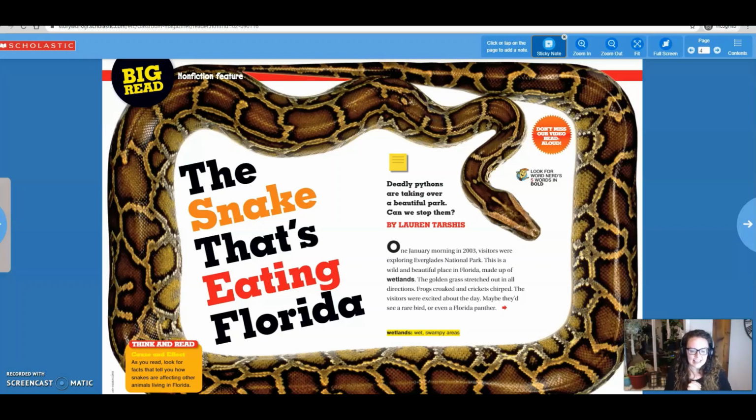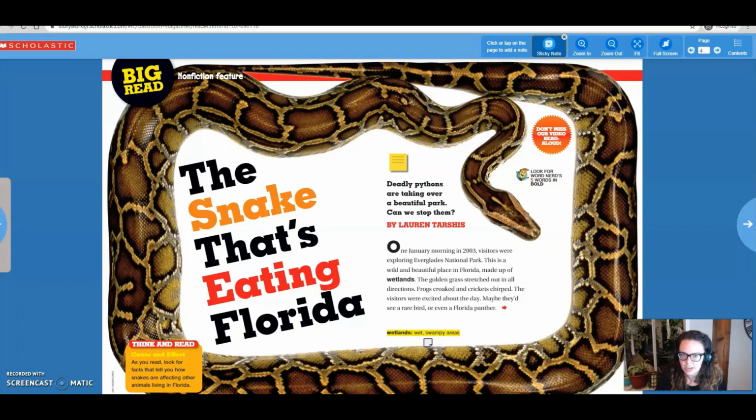The snake that's eating Florida. One January morning in 2003, visitors were exploring the Everglades National Park. This is a wild and beautiful place in Florida made up of wetlands. Okay, and look down here. Wetlands, a wet, swampy area.